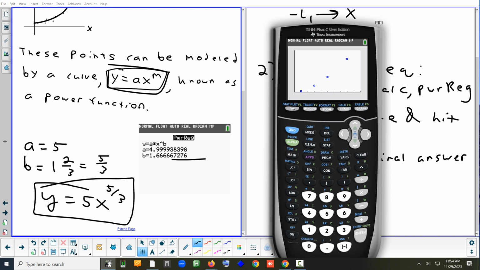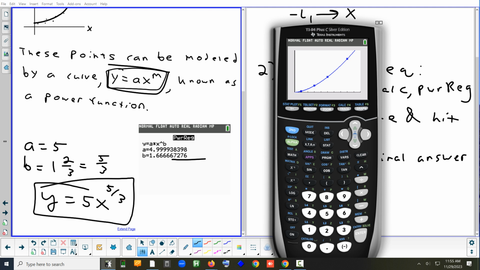Okay, now let's type in that equation, and if that equation is right, it's going to look like it goes right through the points. If it's not, then we messed something up. So 5x raised to the 5 thirds. That's how I would type it in. 5x to the 5 thirds. Hit graph. Does it look like that goes right through the points? Yep. So we found the perfect curve that goes right through those points.